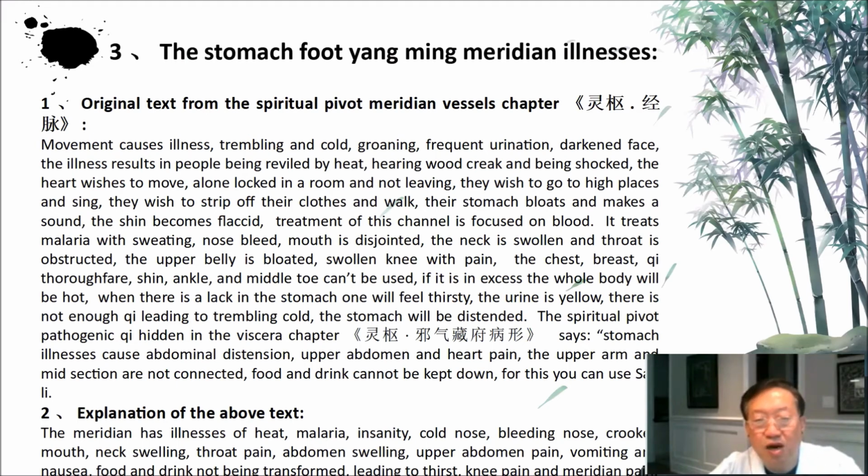2. Explanation of the above text. The meridian has illnesses of heat, malaria, insanity, cold nose, bleeding nose, crooked mouth, neck swelling, throat pain, abdomen swelling, upper abdomen pain, vomiting and nausea, food and drink not being transformed, leading to thirst, and knee pain and meridian pain.